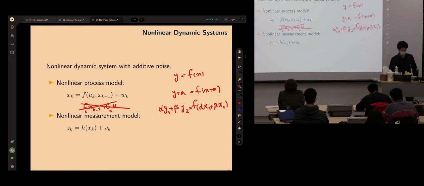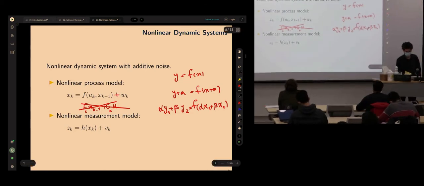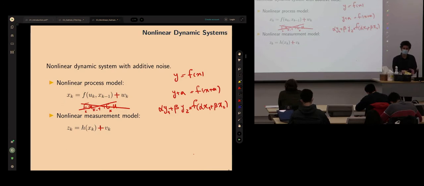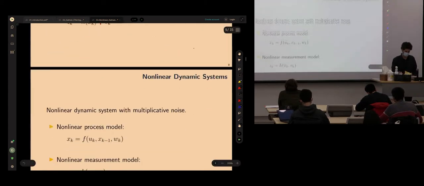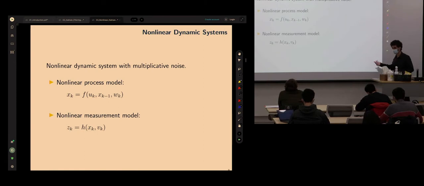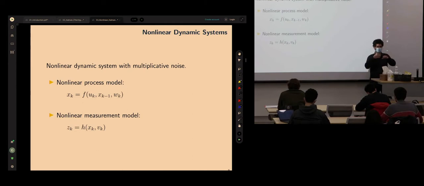So the process model is nonlinear. The measurement model is also nonlinear. A nice case still is when the noise is additive. You have a deterministic nonlinear model with additive noise. Same for the measurement model. A more general case that also includes this additive noise is when the noise is also multiplicative. You cannot decouple the process plus some noise term. Maybe it's somehow mixed up into nonlinearities.